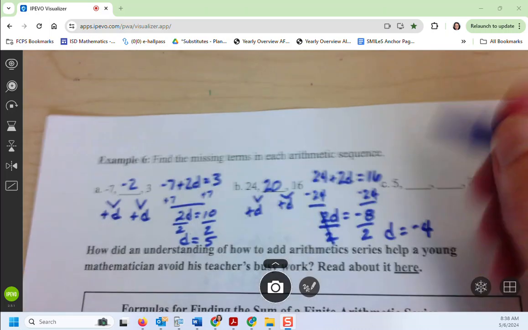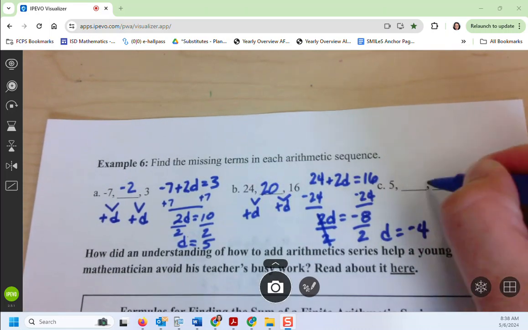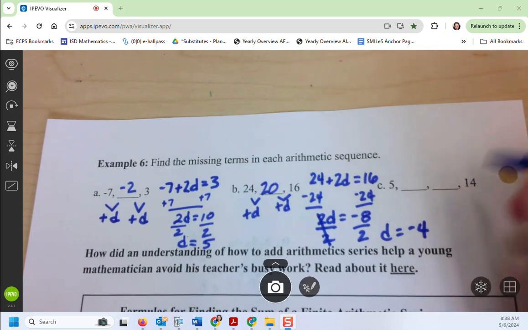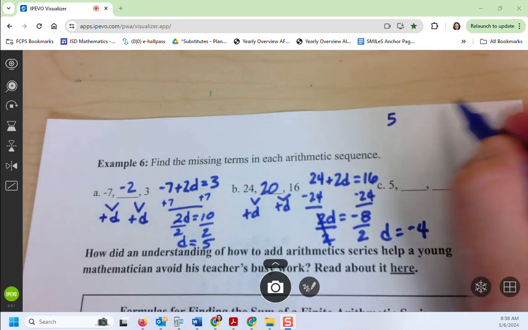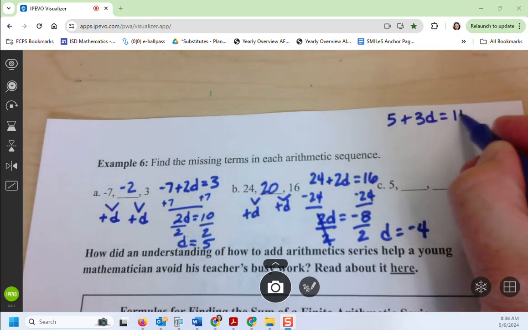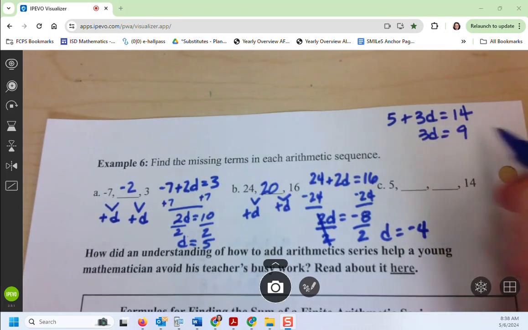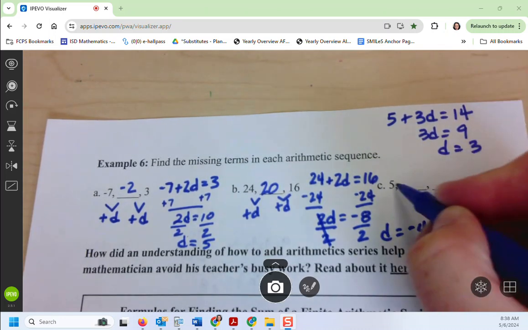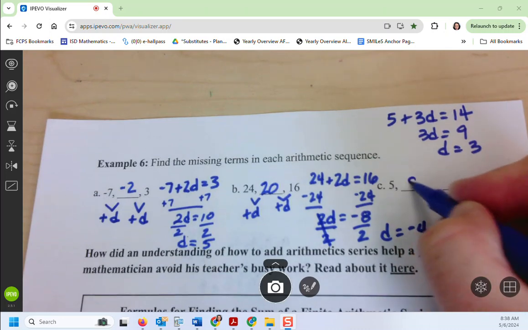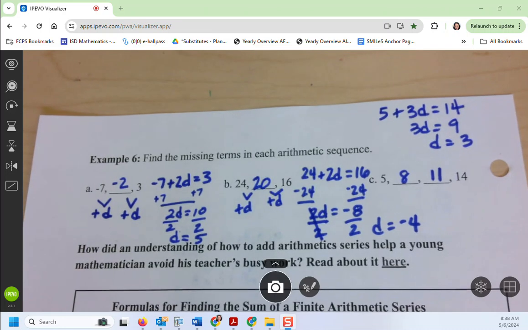All right, so here we added D 3 times, between the 5 and the blank, between the blank and the blank, and then between the blank and the 14. So it's 5 plus 3D equals 14. Subtract the 5 and we get 3D equals 9, and divide by 3, we get D equals 3. So we add 3 here and it's 8, add 3 again and it's 11, and then one more time and it's 14. Who has questions on that? You good?